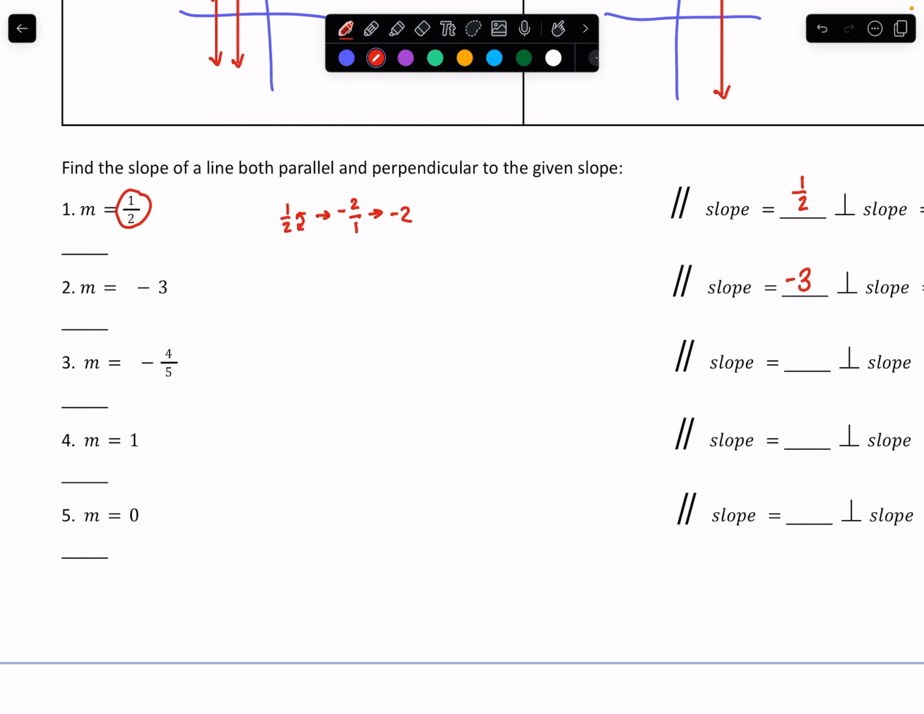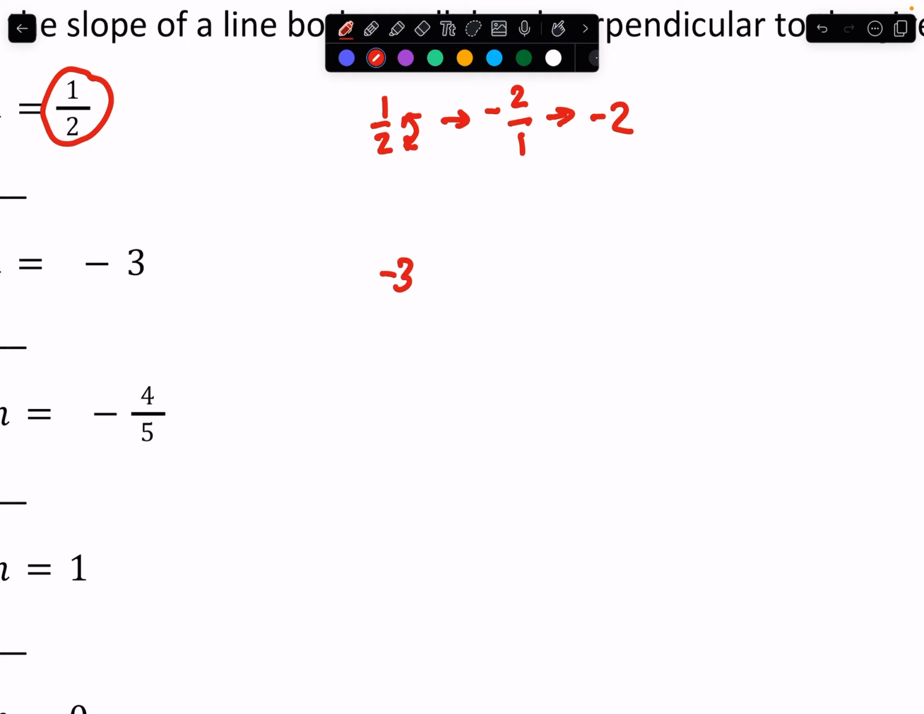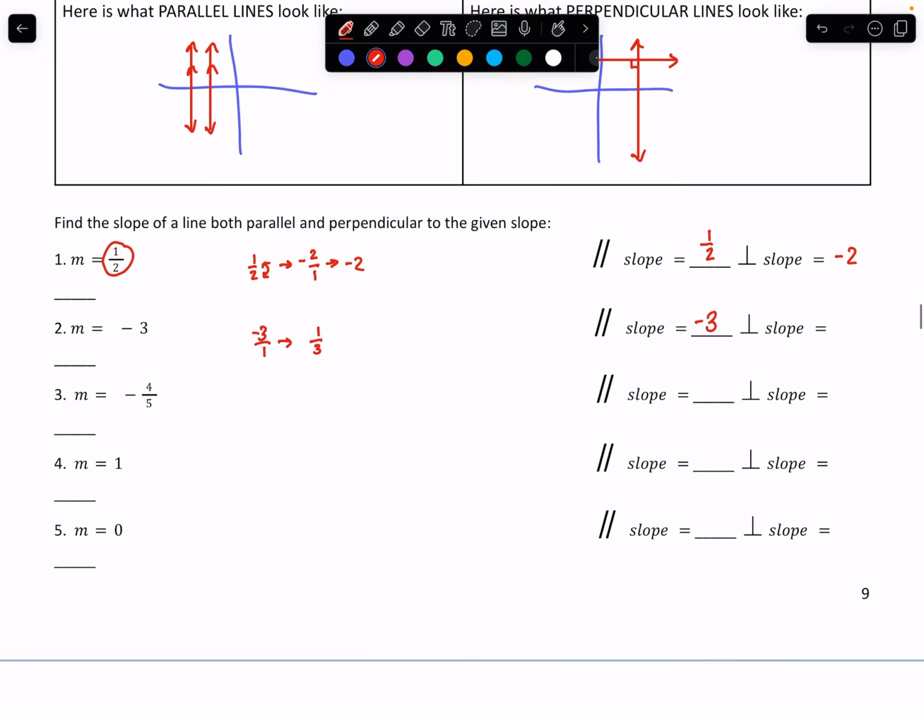Now let's find the opposite reciprocal of this, the perpendicular line. What is -3 as a fraction? -3 as a fraction is the same thing as -3/1. I'm finding the opposite reciprocal of -3/1. That means you flip it: 1/3, and it actually becomes positive because my original line was negative. So the perpendicular slope is going to be 1/3.